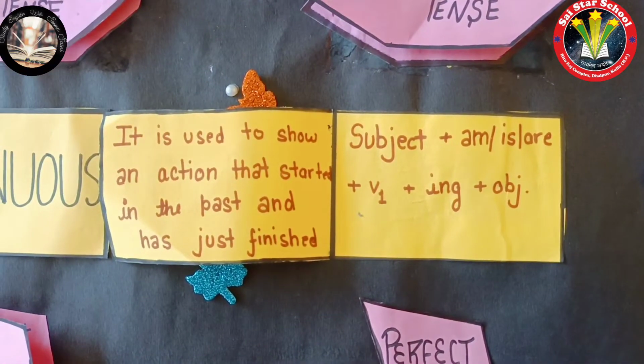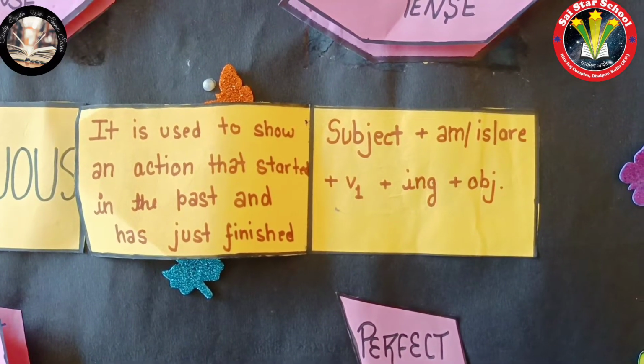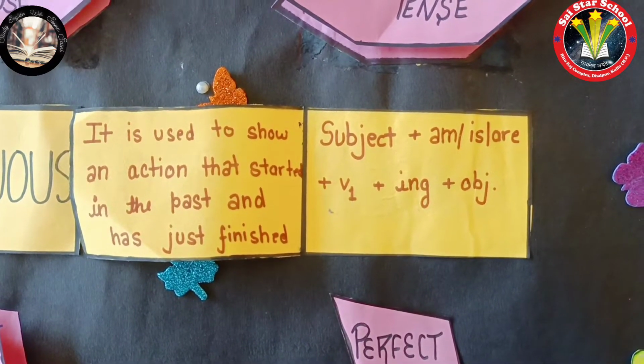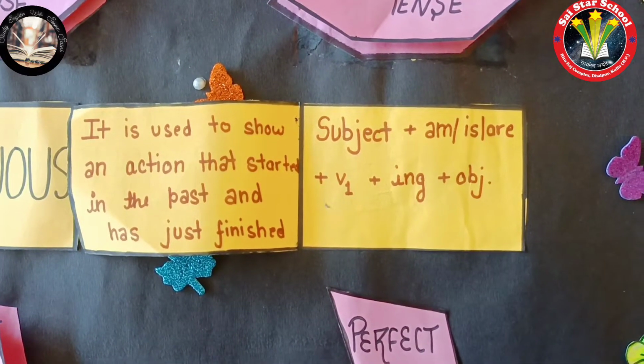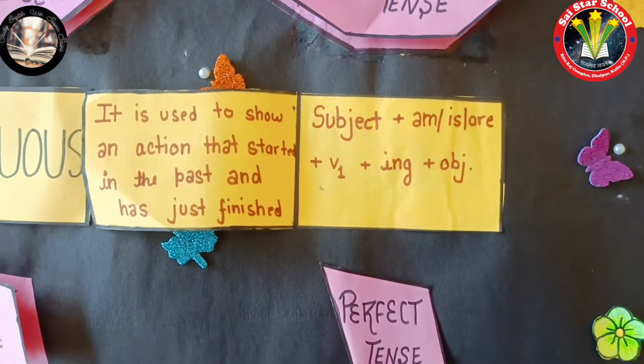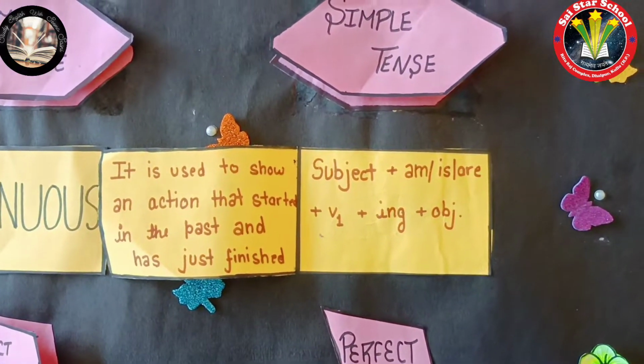It is used to show an action that started in the past and is still going on right now. The formula for the continuous tense is subject plus is/am/are plus verb first form plus ing plus object. An example for this is: she is writing a letter.